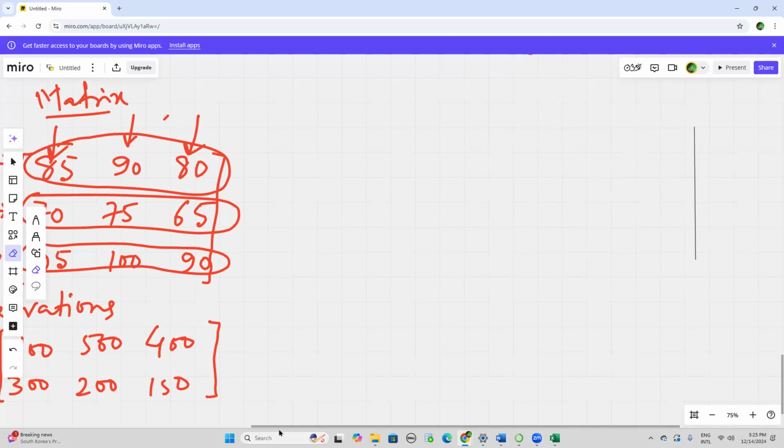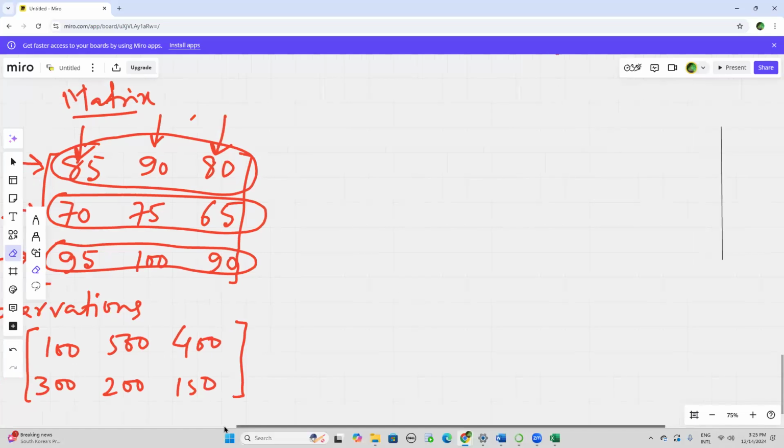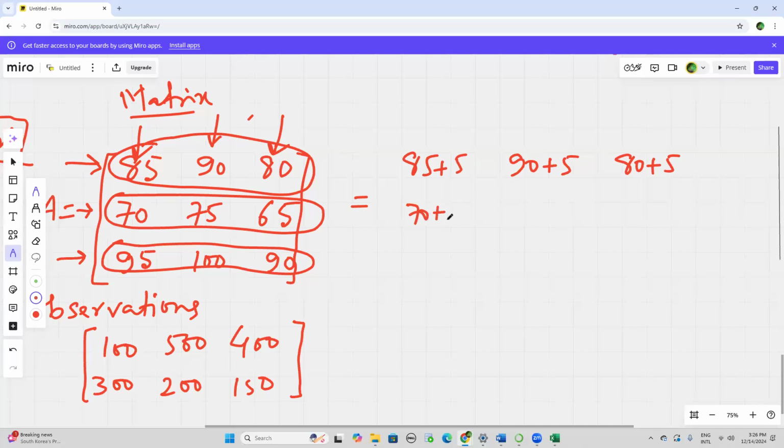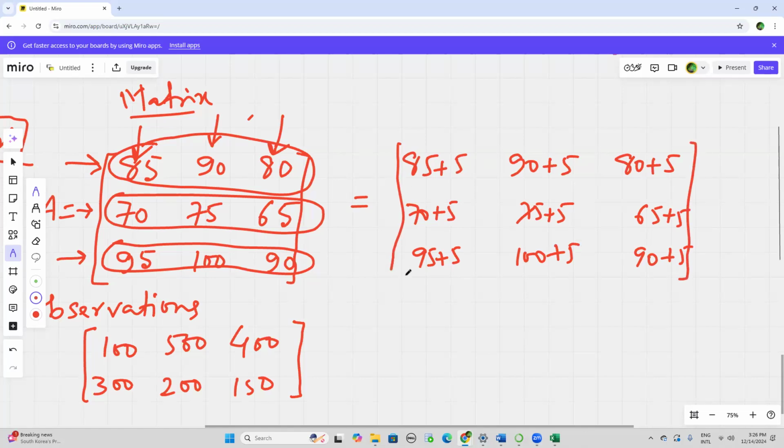Okay. So now here, if I have to add 5 bonus marks to each one of them, what I will do is write this equals 85 plus 5, right? 90 plus 5, 80 plus 5. Similarly, I have to do this for the next row as well, right? 65 plus 5, 55 plus 5, 100 plus 5, 95, 90 plus 5. So then I will get a new matrix, right?